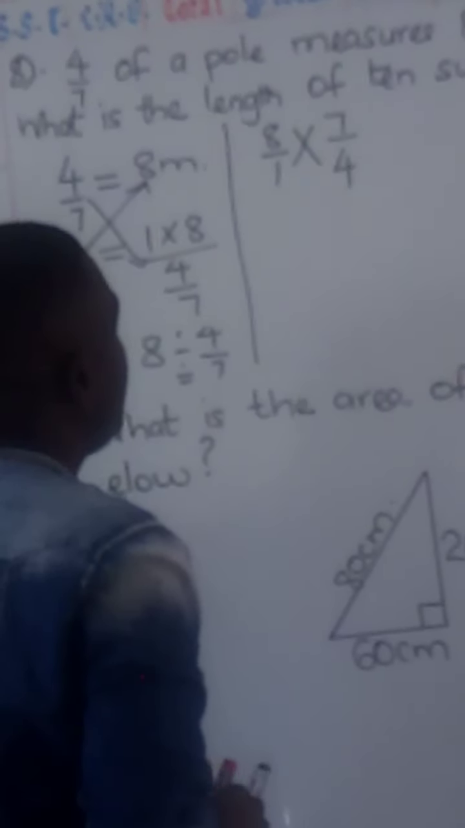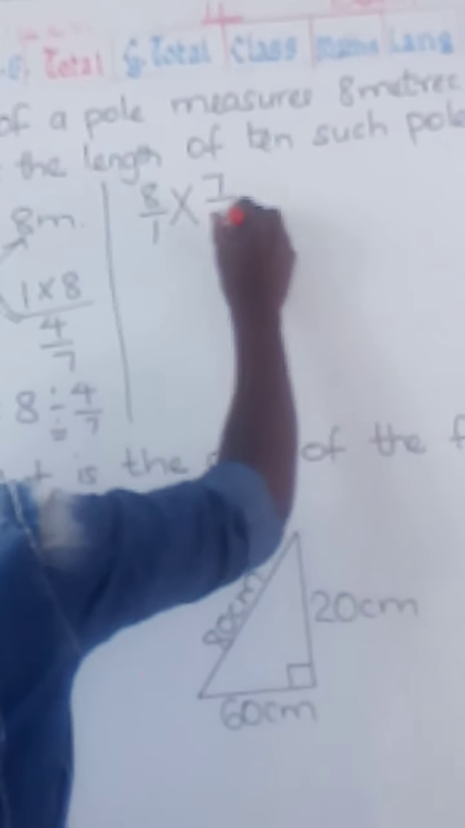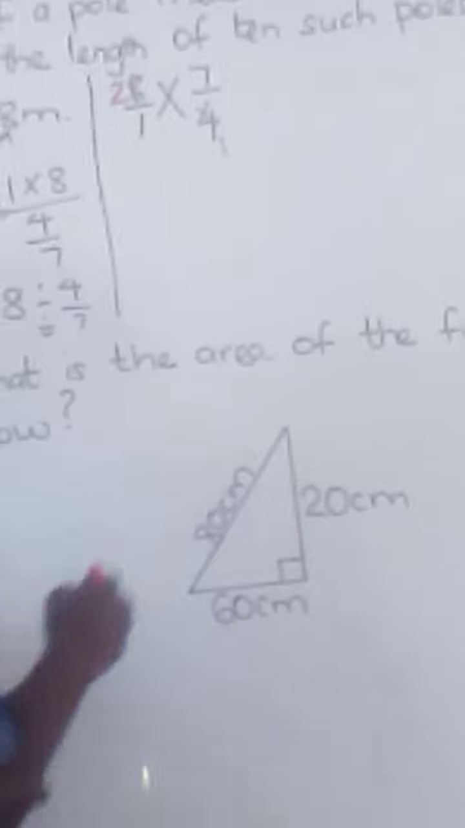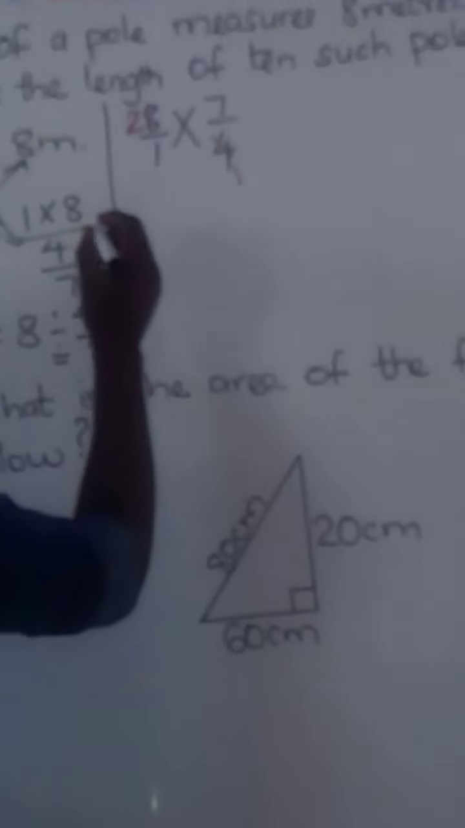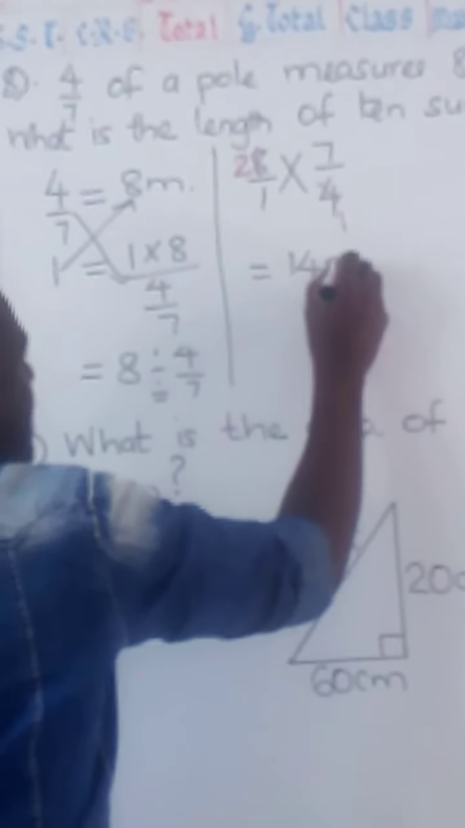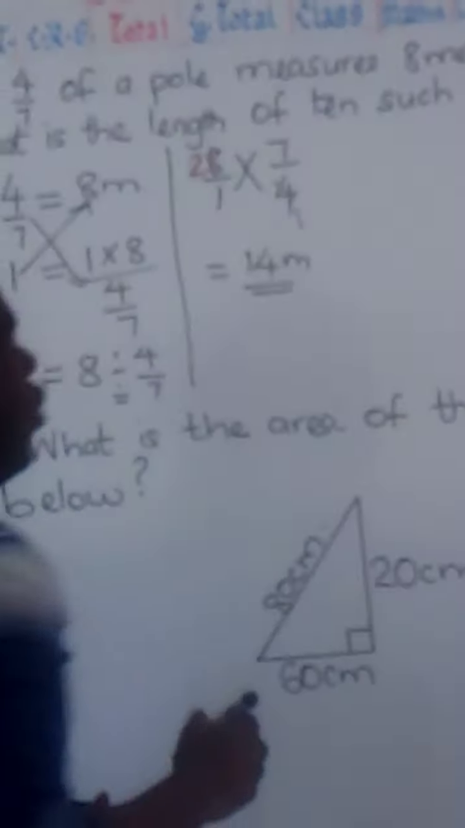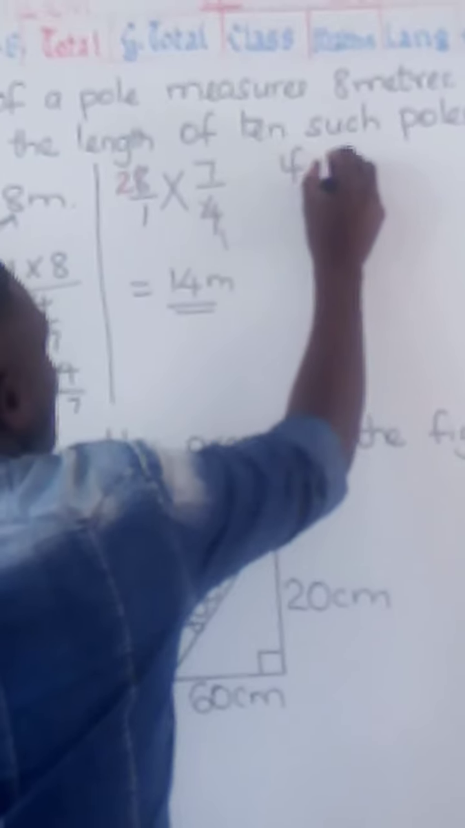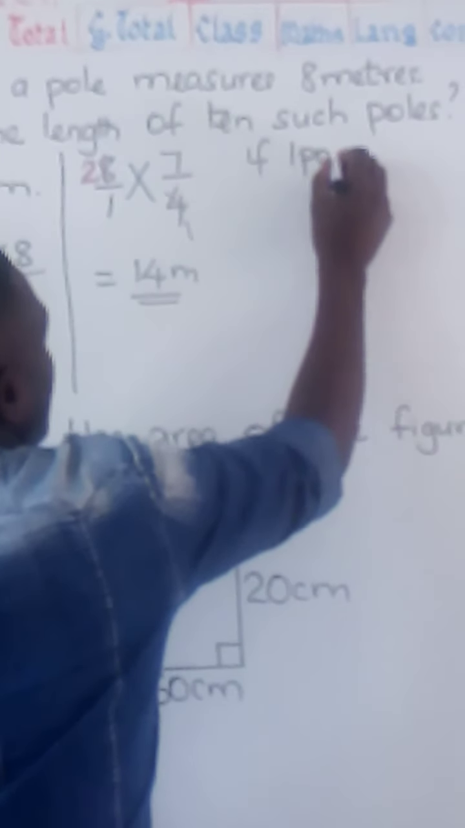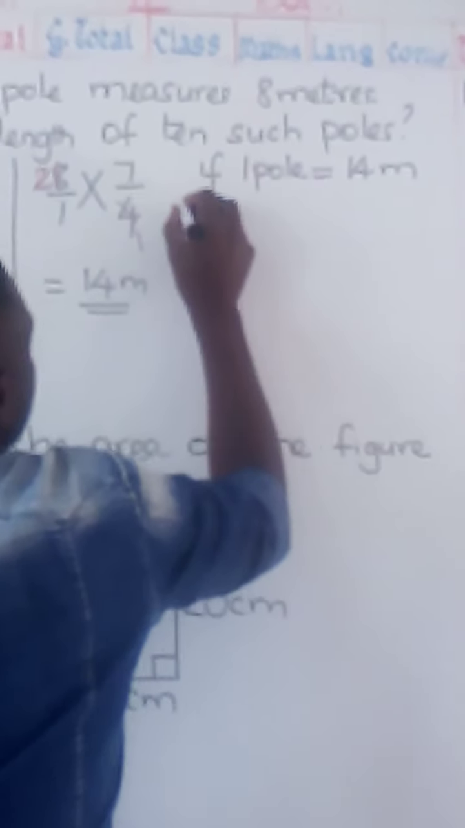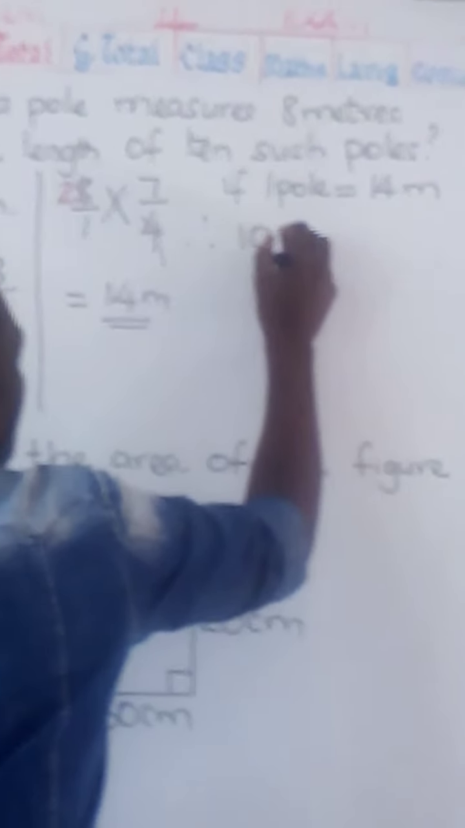And so we cancel by 4, 1 and by 4, 2. And so 2 times 7 gives us 14 meters. So one pole measures 14 meters. So we say if one pole measures 14 meters, what about 10 poles?